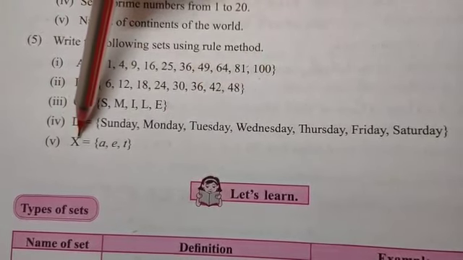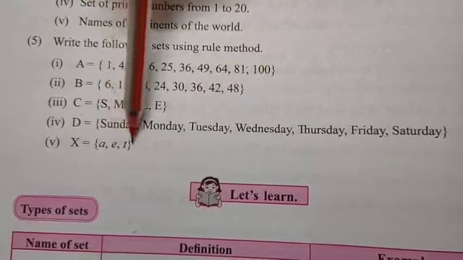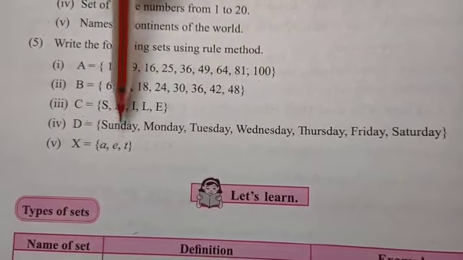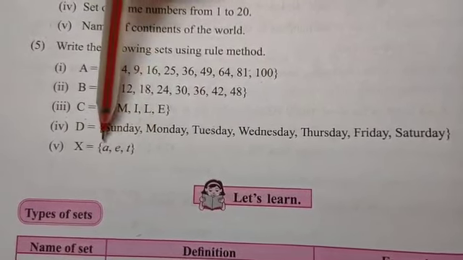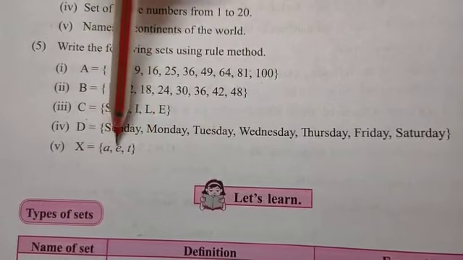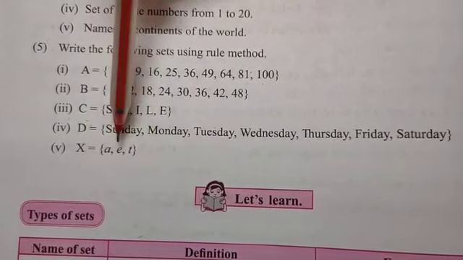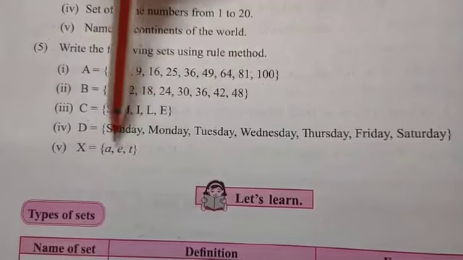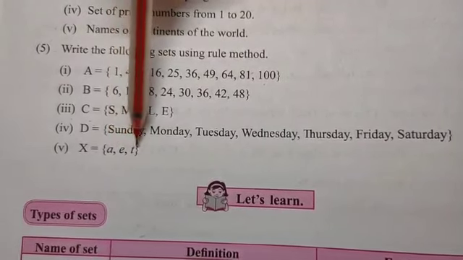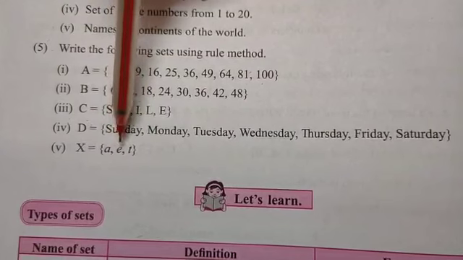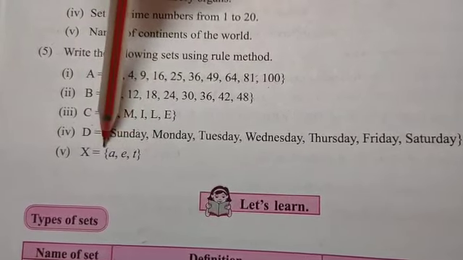Fifth one, X is a set of A, E, T. Similar to the third question. You can make a word from this, eat or anything. So X is a set of all x such that x is a letter in the word eat, or tea, anything. So these two questions you try on your own.